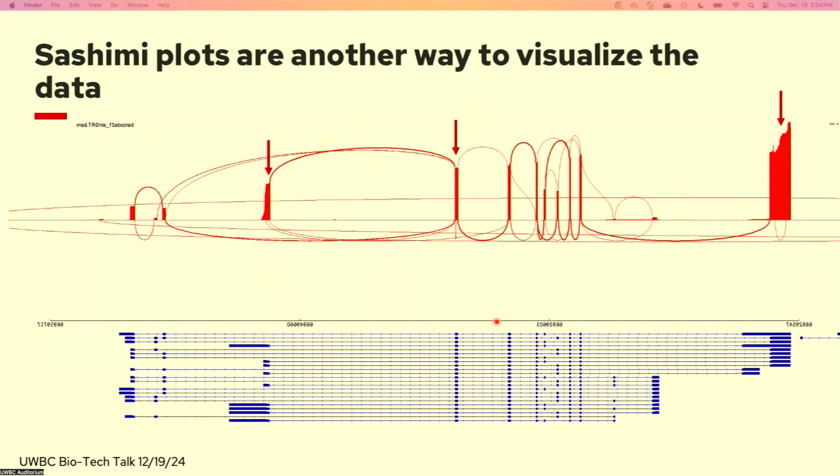So okay. This is a sashimi plot for tropomyosin right here. This is our mouse data, so it's just bulk. So I don't have single cell level resolution.